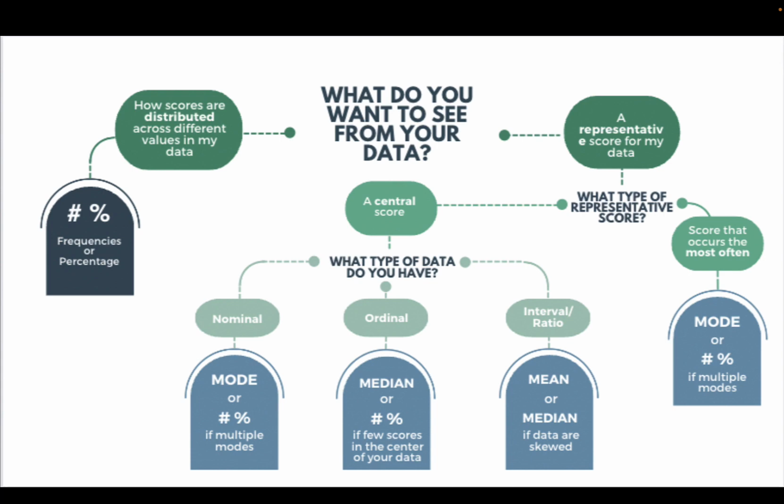Lastly, if you have an interval or ratio variable, you can present the mean. However, if the data are skewed, meaning that they don't fall along a typical bell curve, you should instead consider presenting the median, as this will account for any outlier data points that pull the mean higher or lower, resulting in a data point that misrepresents the data.